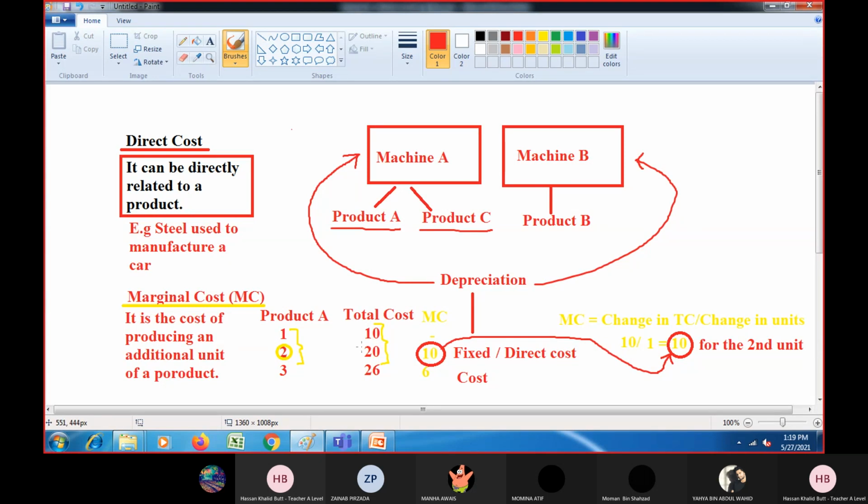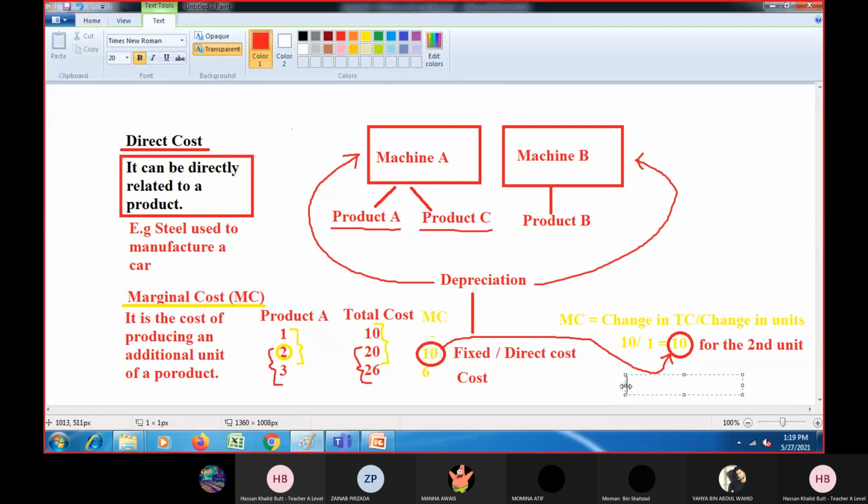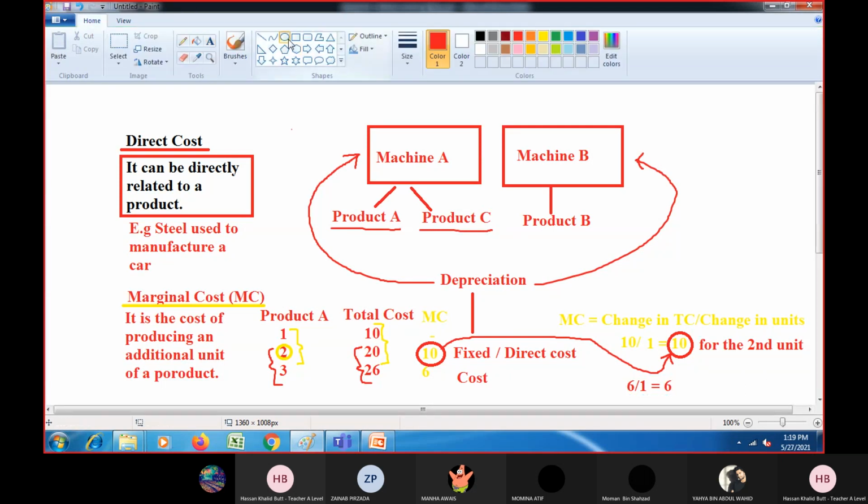Again, the difference is 6 for the third unit, and the difference in units is again 1, right? So we'll write again: change in total cost is 6 and change in units is 1. So we'll get the same answer, that is 6. Again, you can see it's the same which we found out earlier. This is 6 and this is also 6. So the same answer is there as well, right?